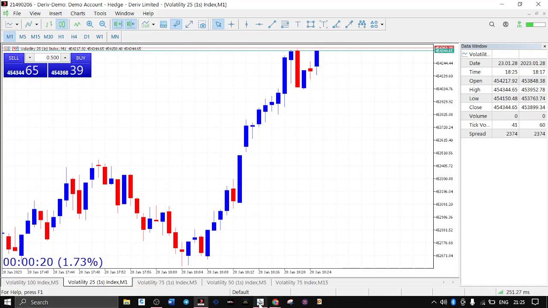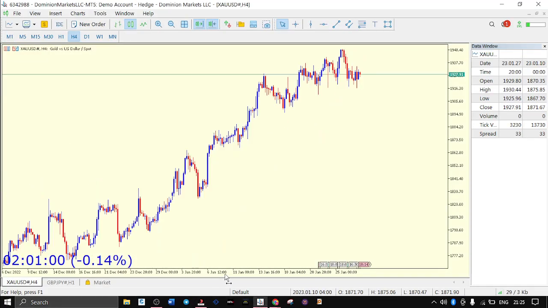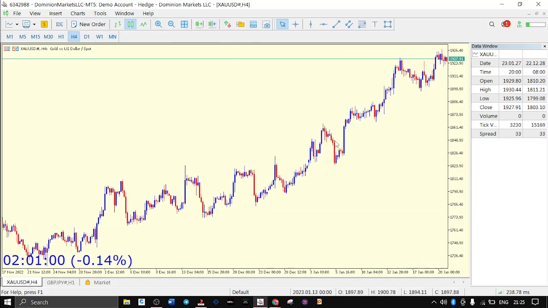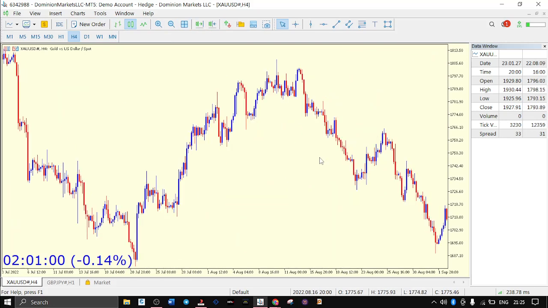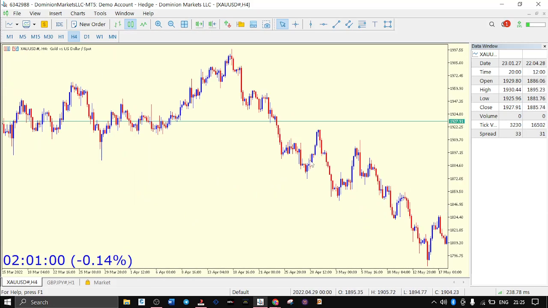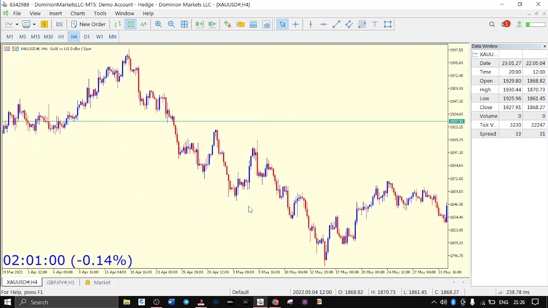So let us go to gold. For our first session, we identified buying, but I think we should look for a sell scenario now, because the first session was for buying. Sell is here. We first identify the market structure. That is number one, very key, very important.